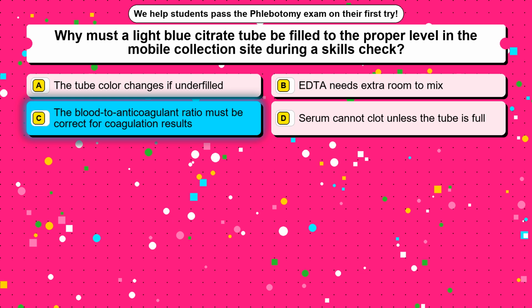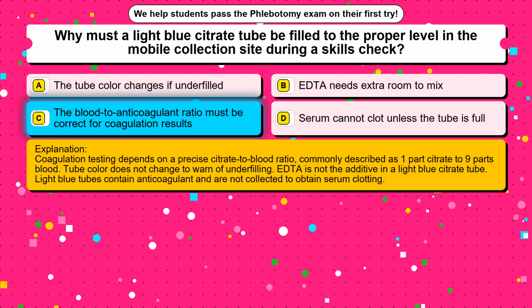The correct answer is option C. The blood to anticoagulant ratio must be correct for coagulation results. Coagulation testing depends on a precise citrate to blood ratio, commonly described as 1 part citrate to 9 parts blood. Tube color does not change to warn of underfilling. EDTA is not the additive in a light blue citrate tube. Light blue tubes contain anticoagulant and are not collected to obtain serum clotting.